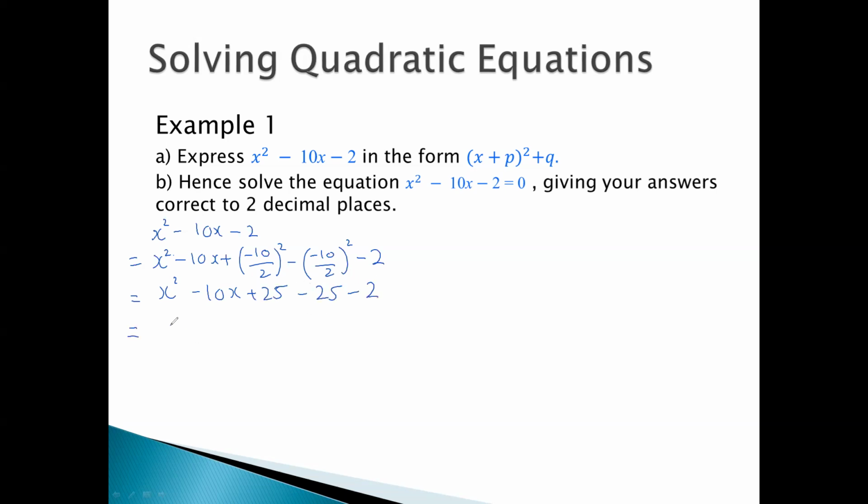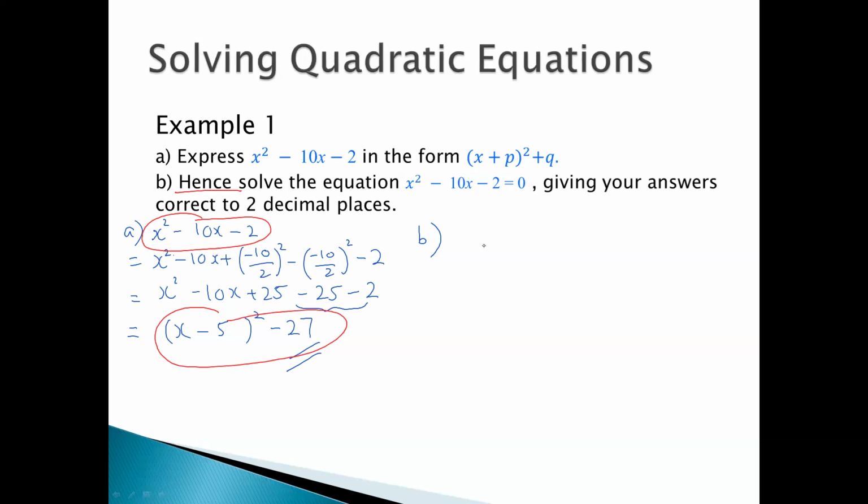And if you use a calculator, you should be able to get x minus 5 squared and then minus 27. Because minus 25 minus 2 is minus 27. Okay, so I've done part A. Hence solve this equation, giving your answers correct to 2 dp. Now take note that this is equal to this. And since they said hence, that means we must use our answers from part A, right?